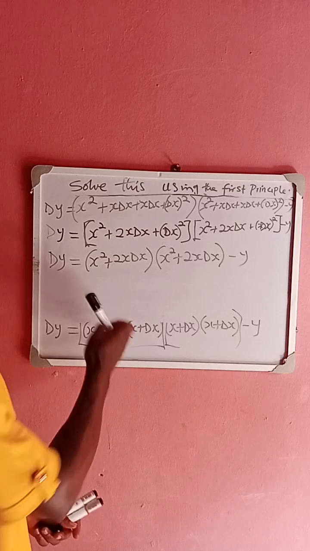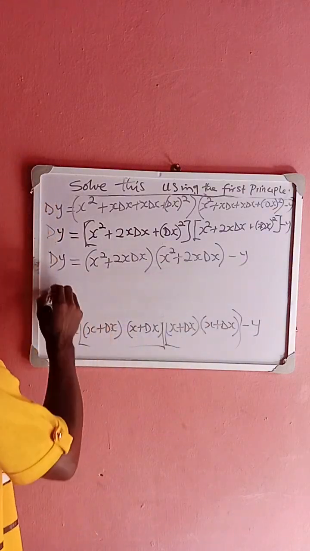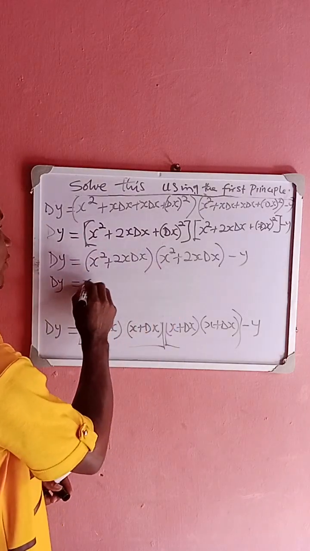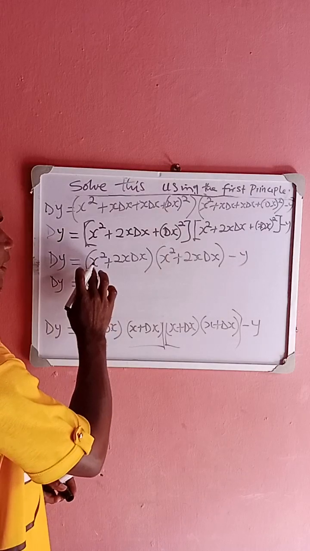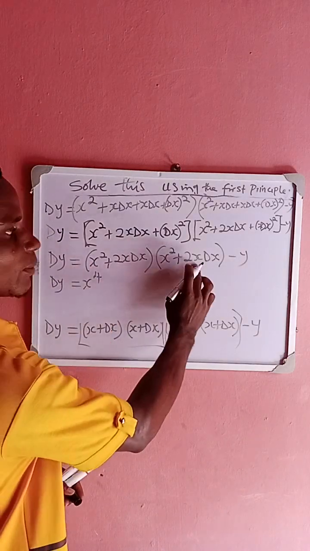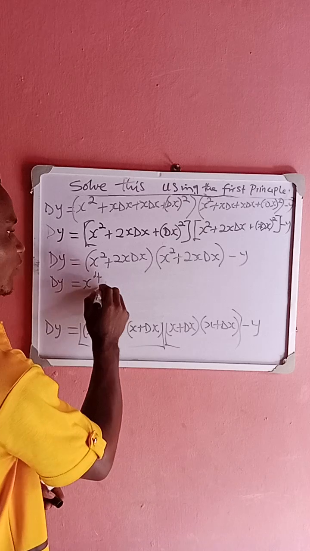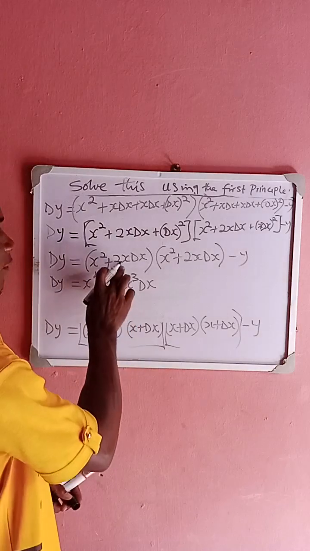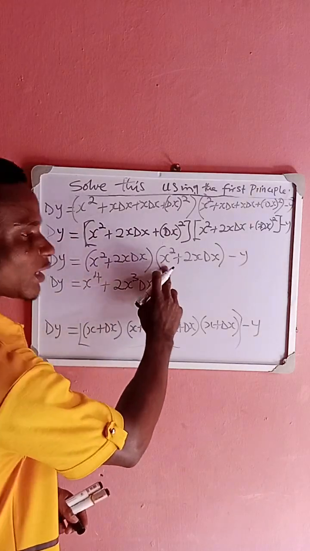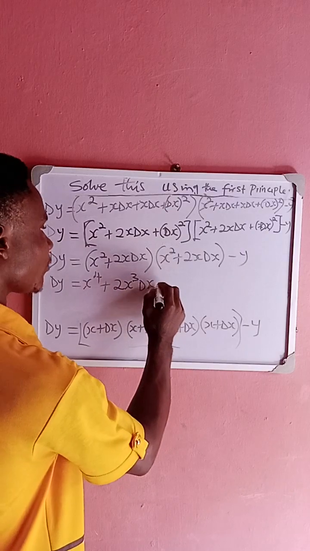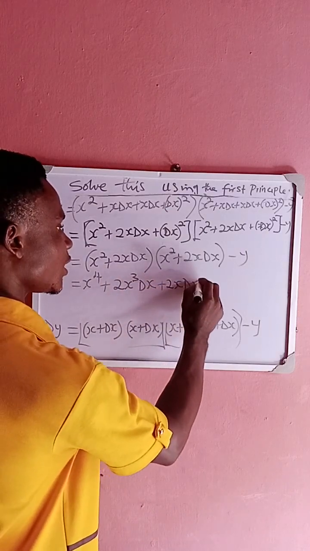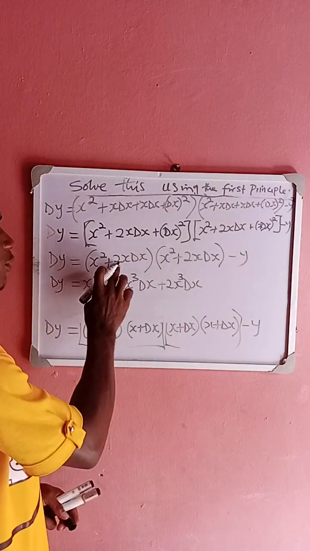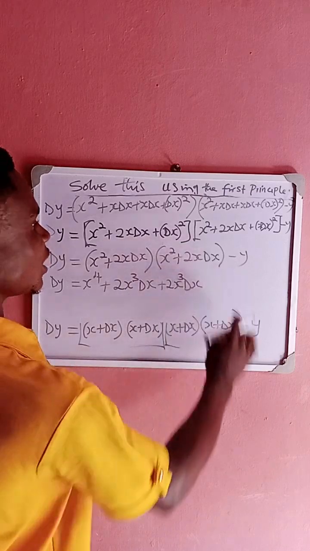So doing this now, we use this bracket to multiply this bracket. Doing that, we have change in y is equals to x squared multiplied by x squared, we have x raised to the power of 4. Then we have x squared multiplied by 2x change in x, we have plus 2x raised to the power of 3 change in x. Then 2x change in x multiplied by x squared, we have plus 2x change in x, this is x raised to the power of 3, which is x cubed. Then 2x change in x multiplied by 2x change in x.